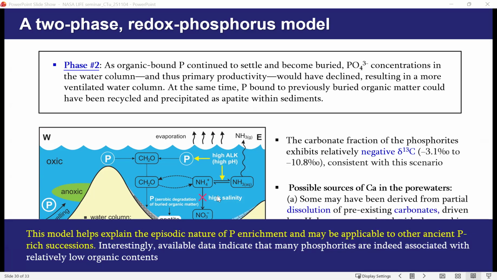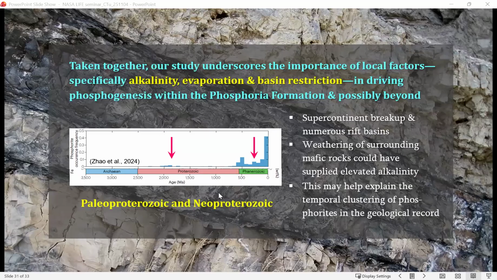So this model helps to explain the episodic nature of phosphorus enrichment and may be applicable to other ancient phosphorus-rich successions. Interestingly, available data indicate that many phosphorites are indeed associated with relatively low organic contents. So taken together, our study emphasizes the potential importance of local factors, specifically alkalinity, evaporation, and basin restriction, in driving phosphogenesis within the Phosphoria Formation and possibly beyond.